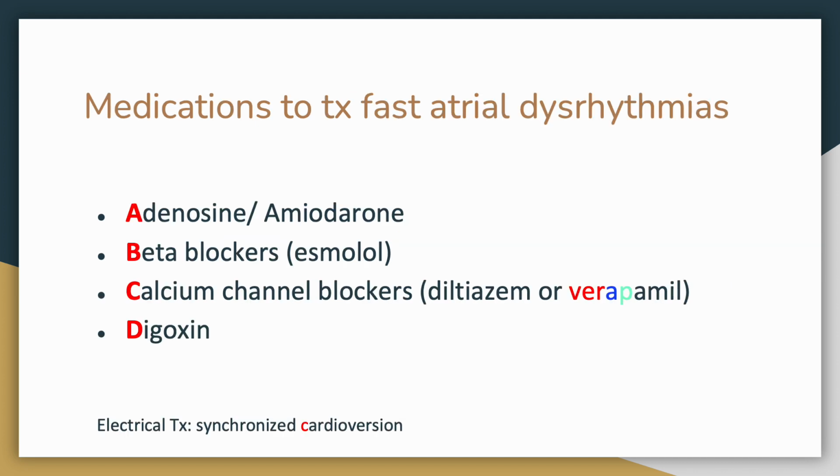Okay, medications to treat fast atrial dysrhythmias. You can remember A, B, C, D. All right, adenosine, amiodarone, beta blockers, calcium channel blockers, and digoxin. And I have verapamil colored like this because one of the side effects is constipation, and ATI loves to test on this. So I remember VER for very, A for absent, and P for poo for constipation. Okay, that's how I remember that.